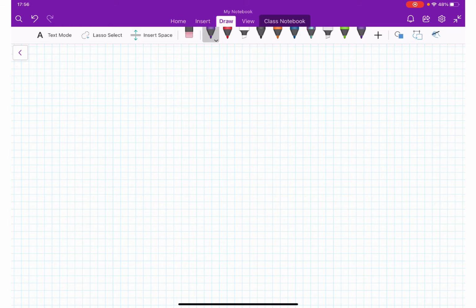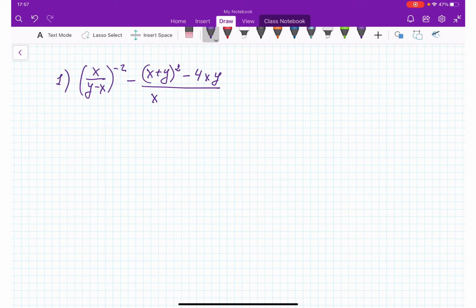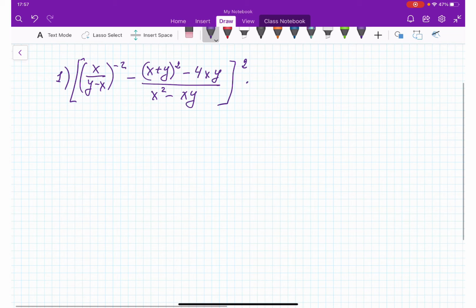Okay, let's simplify the following algebraic expression. We have x over y minus x to the power negative 2, minus x plus y squared minus 4xy, divided by x squared minus xy, all this squared, times x to the power 4 over x squared y squared minus y to the power 4.